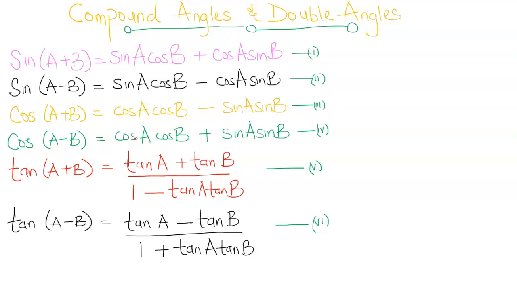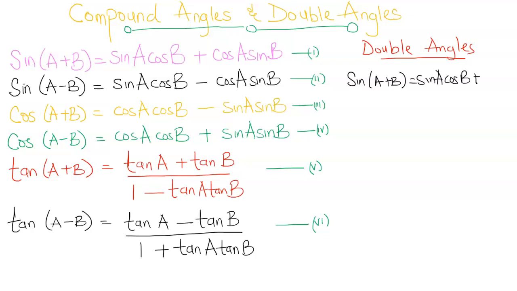Now we can rely on the compound angles to obtain versions of the double angles. The double angles are derived from letting A be equal to B in equations 1, 3, and 5. Of course, if we let A be equal to B in equations 2, 4, and 6, we are just going to have the values of sine 0, cos 0, and tan 0. Focusing on equation 1, we know that sine (A plus B) is equal to sine A cos B plus cos A sine B.